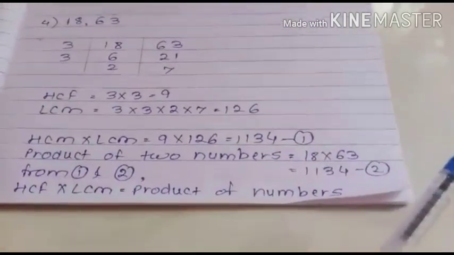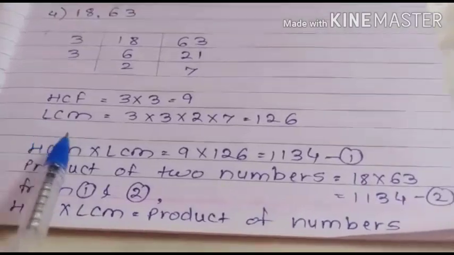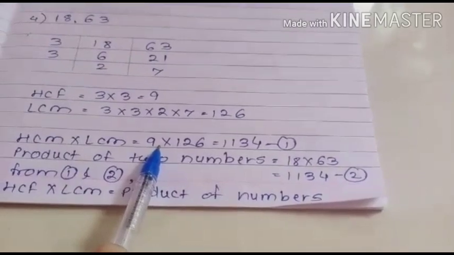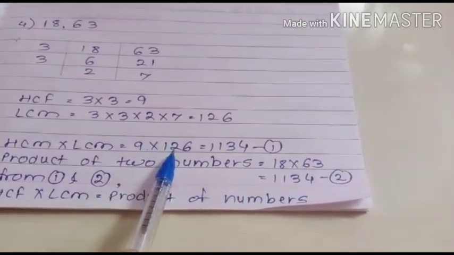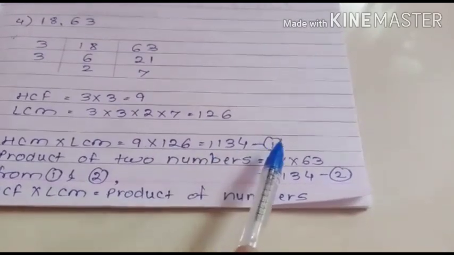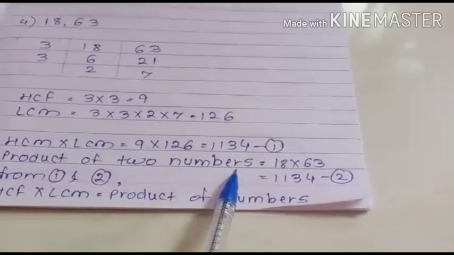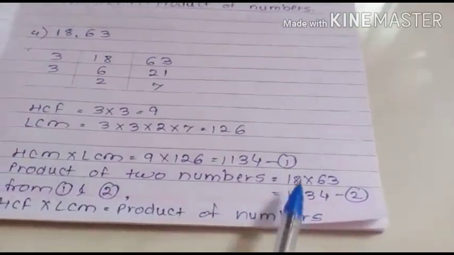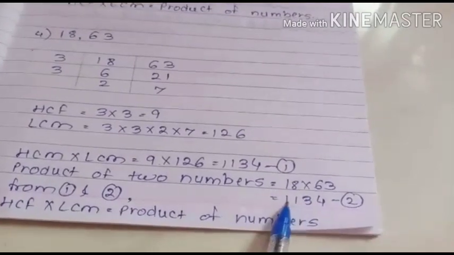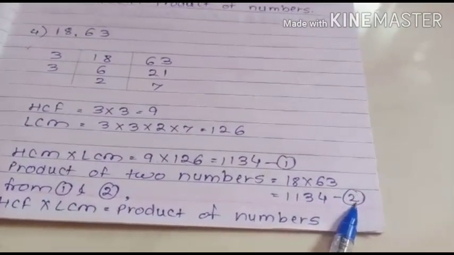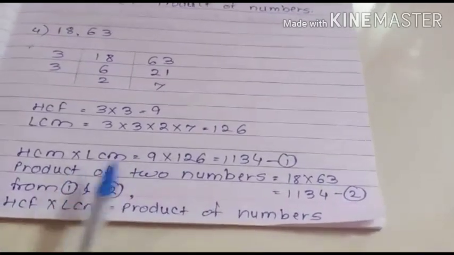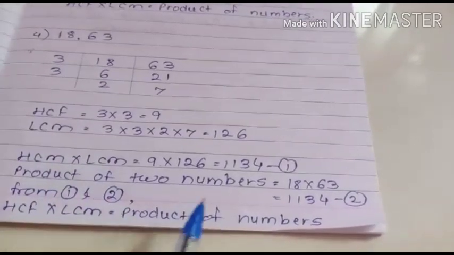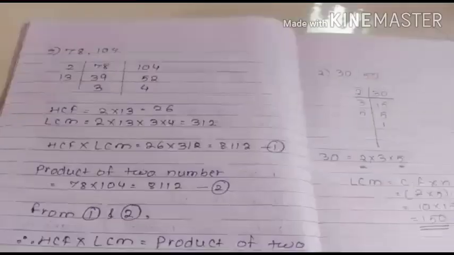Now again I want to verify. What will come? Product of LCM and SCF. How much SCF is there? SCF 9 multiplied by 126, 1134. Give that as equation number 1. Product of two numbers. Which two numbers are there? 16 and 18. The product of the two numbers also gives 1134. So give this as equation 2. So from 1 and 2, the product of SCF and LCM is always equal to the product of the numbers. Clear everyone?